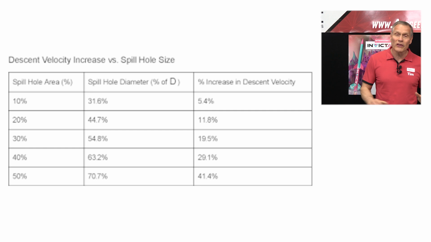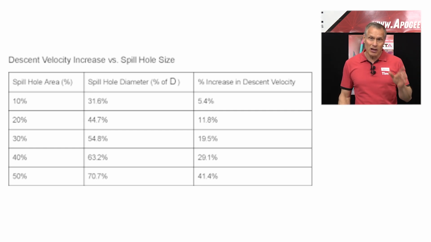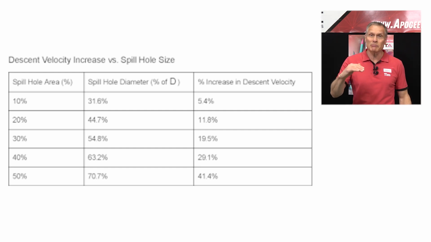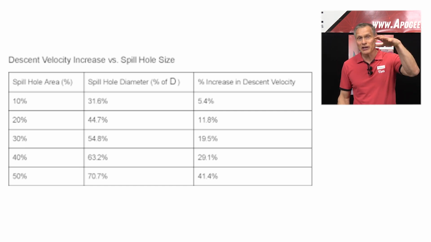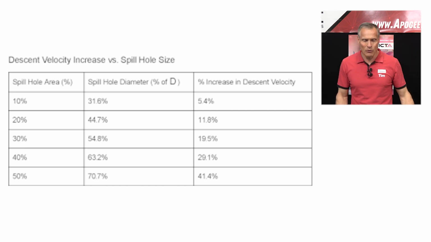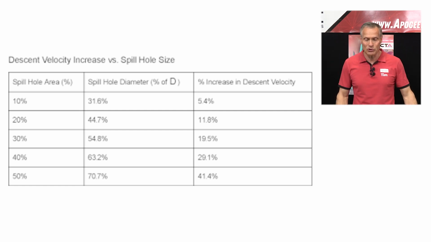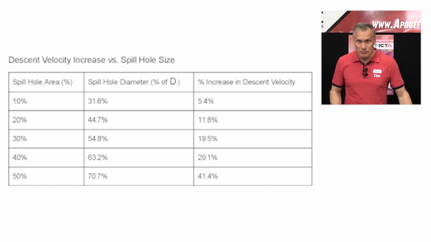When you run the equations, if you look at a 10% spill hole as a percentage of the total area, its velocity coming down is going to increase by 5.4%. So that's not a lot. At 20%, it's 11.8%. At 30%, you get a 19.5% increase in velocity. And when you get to 50%, which means you're losing half of the area of the parachute, you're going to be at a 41.4% increase in speed.